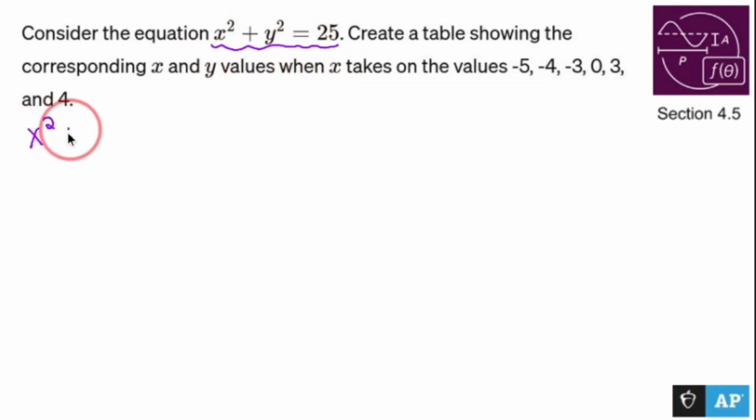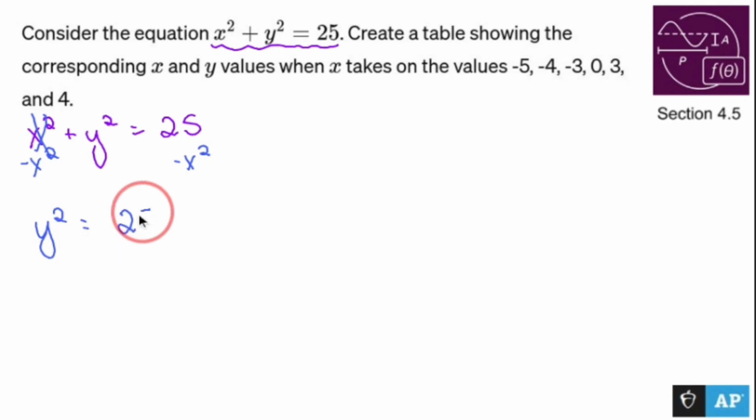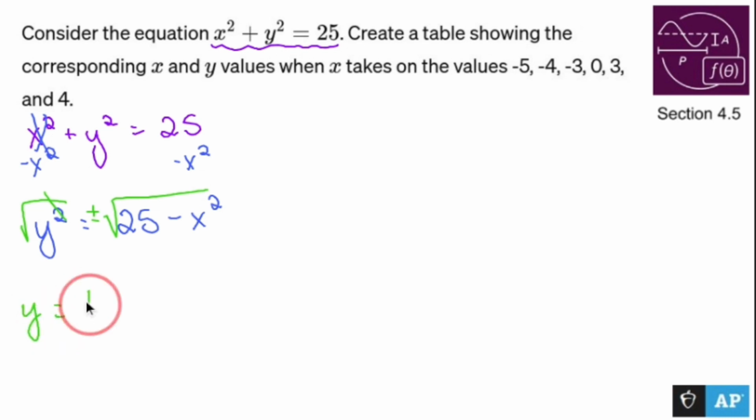So let me write it over here. x squared plus y squared equals 25. In order to solve for y, the first thing I'm going to do is subtract everything by x squared. So y squared equals 25 minus x squared. Now, I'm going to take the square root of everything. Whenever you take the square root to solve an equation, you have to include the plus or minus symbol. So what we're going to get is y equals positive or negative the square root of 25 minus x squared.